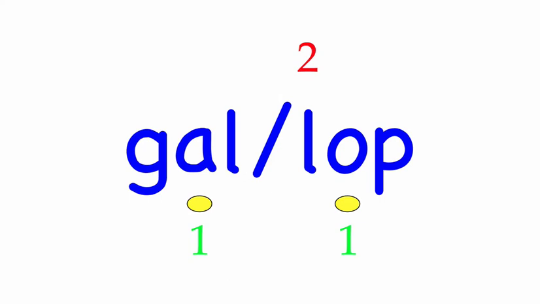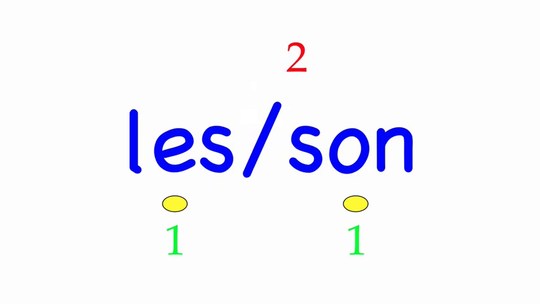Lesson. What is the lesson of the day? Lesson. First syllable less, 3 sounds: ul, e, s. Son, 3 sounds: s, a, n. Less, son. Mark the word: less, son. Here, the speaking or conversational way we pronounce the word is lesson, but for spelling, less, son.